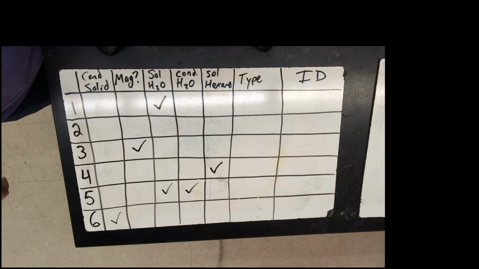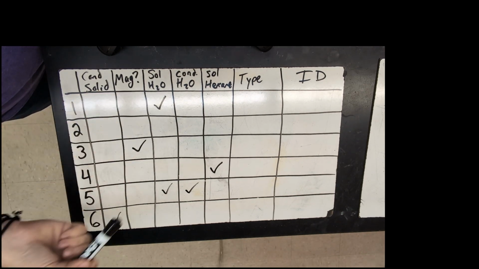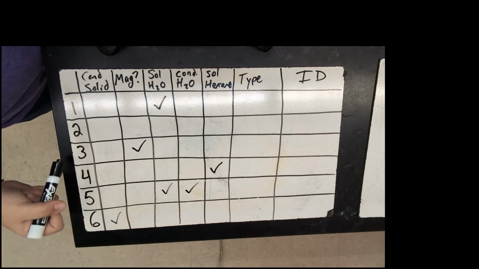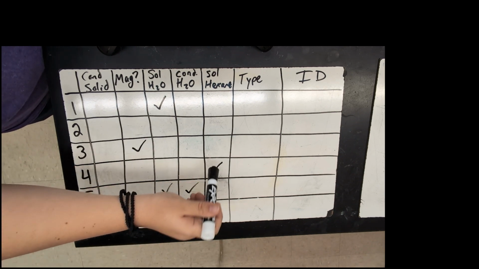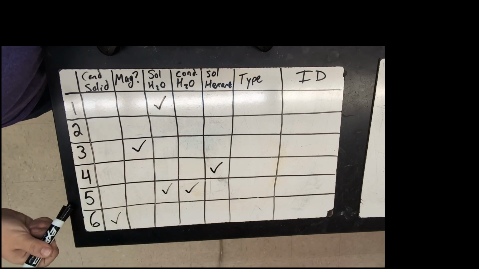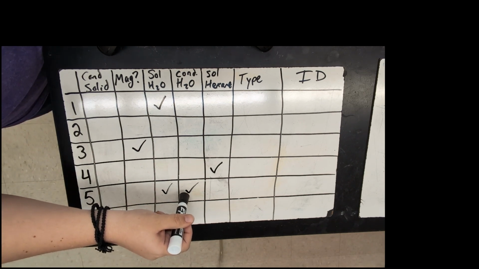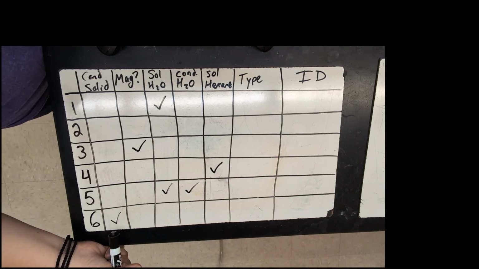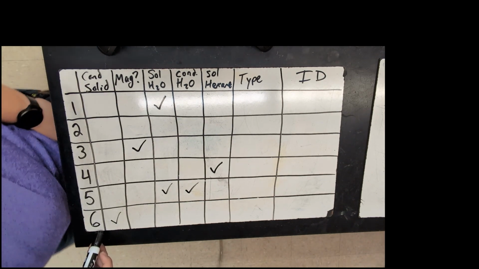Okay, so here are the final results of our testing. Notice compound 1 was soluble in water. Compound 2 didn't show positive results for any of them. Compound 3 was magnetic. Compound 4 was soluble in hexane, turned that purple color. Compound 5 was soluble in water and conducted electricity strongly in water as well. And compound 6 conducted electricity as a solid. So from these results, we can start to figure out the type.